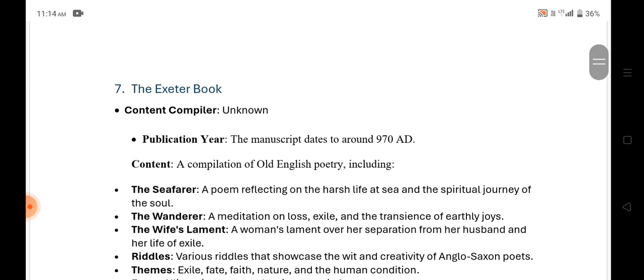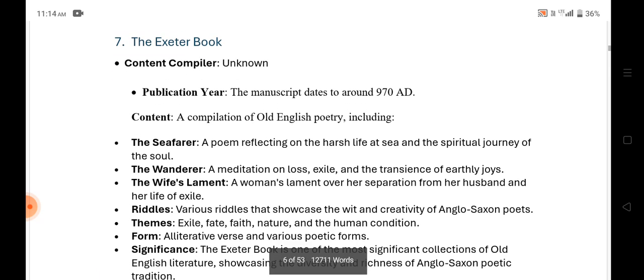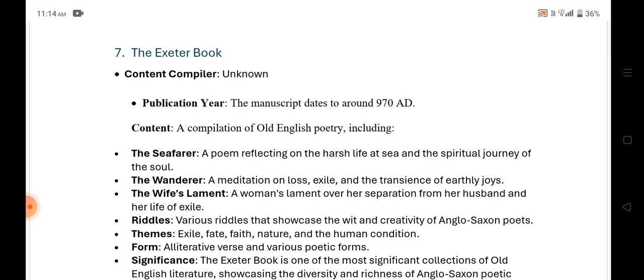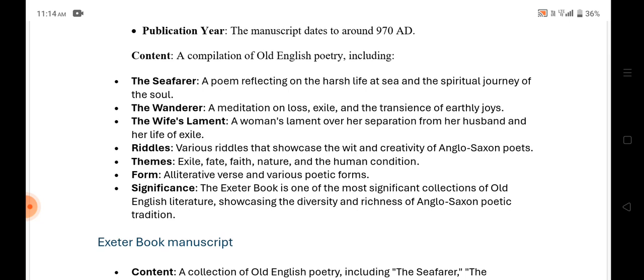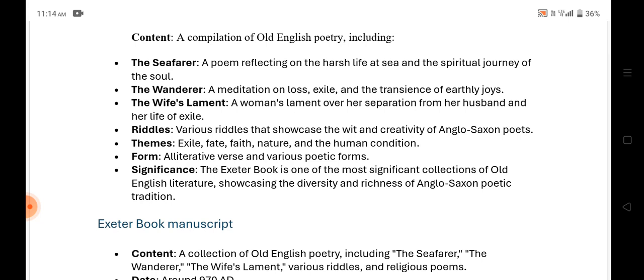Next is the Exeter Book. The compiler is unknown, and in it we find poems like The Seafarer, a poem reflecting on the harsh life at sea and the spiritual journey of the soul. The Wanderer, a meditation on loss, exile, and the transience of earthly joys. The Wife's Lament, a woman's lament over her separation from her husband and a life of exile. Riddles, various riddles that showcase the wit and creativity of Anglo-Saxon poets.